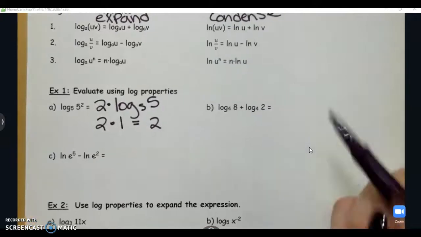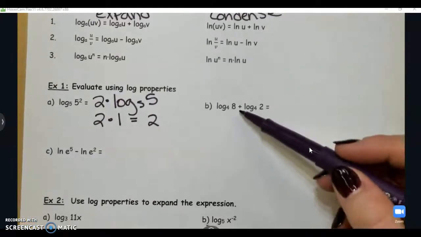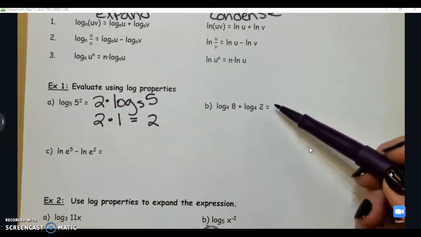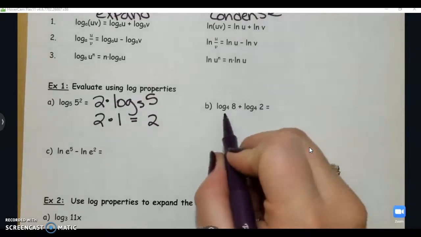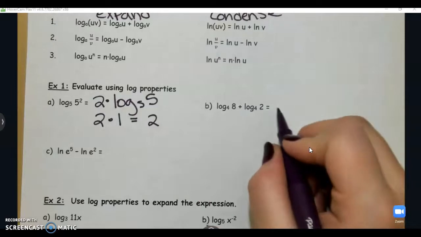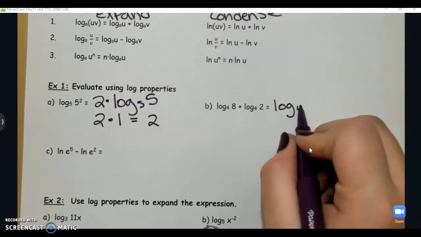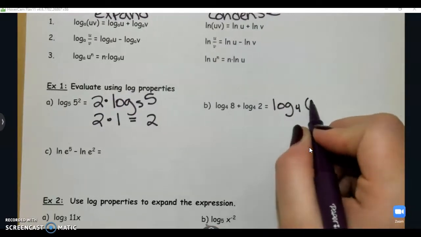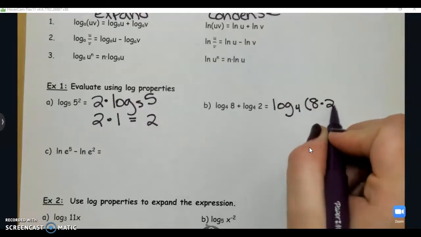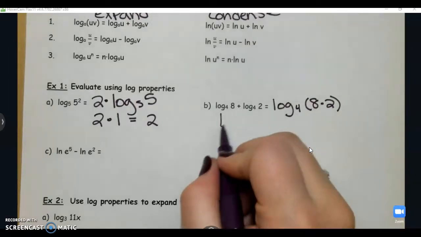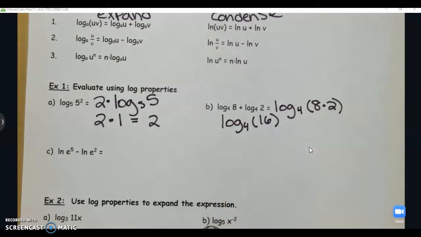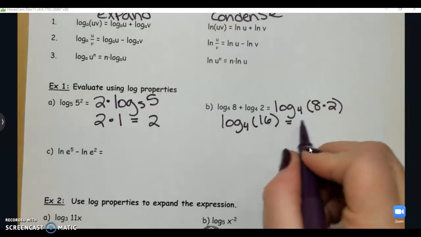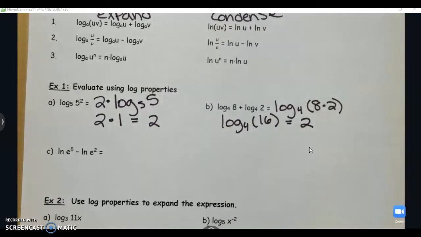Okay. On to B. Log base 4 of 8 plus log base 4 of 2. What I'm going to do is condense this expression. And so when I'm adding, that property is going to be multiplication. So I'm going to take log base 4 of 8 times 2, which is log base 4 of 16. Log base 4 of 16, what exponent would I raise 4 to get 16? That would be 2 as well.